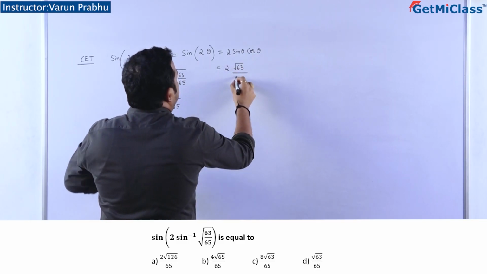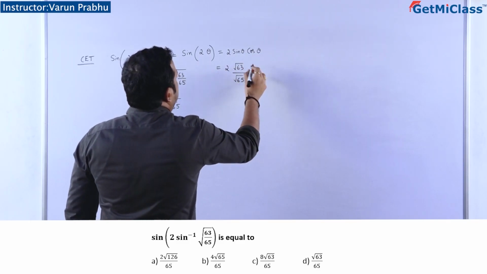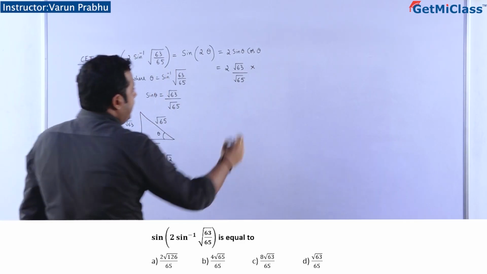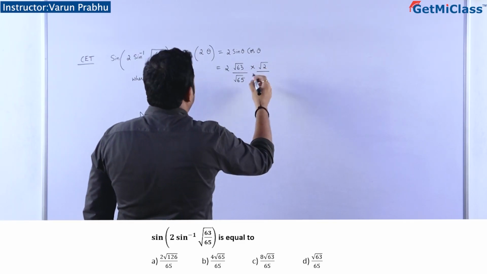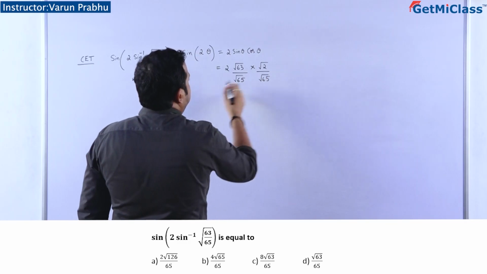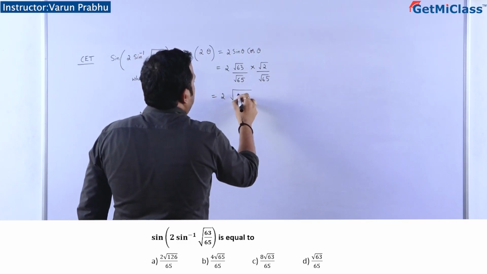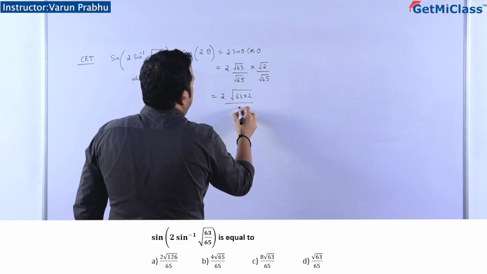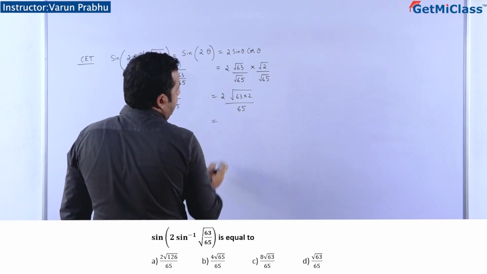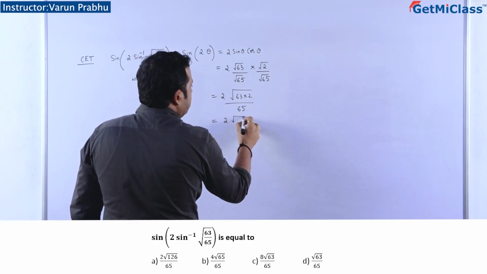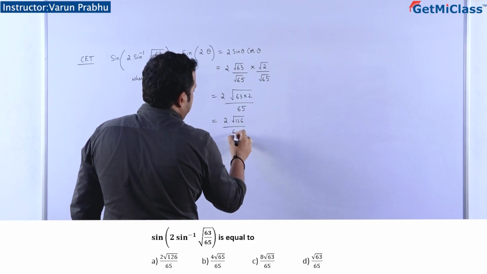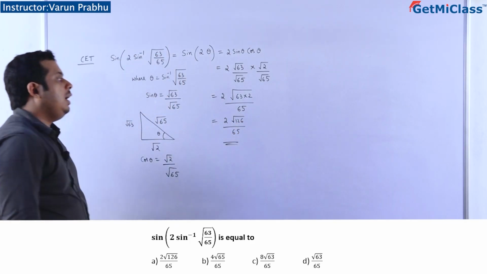Root 63 divided by root 65 multiplied with cos theta, which is nothing but root 2 divided by root of 65, correct? Which can be written as 2 times root of 63 into 2 divided by root 65 into root 65, which is 65. So 2 times root 126 divided by 65 will be the answer to the question.